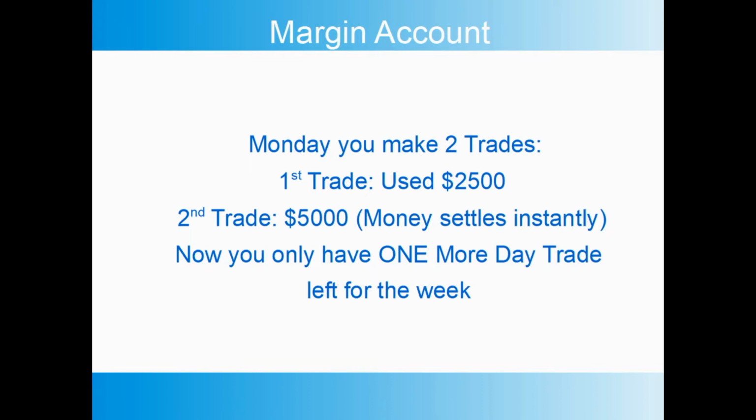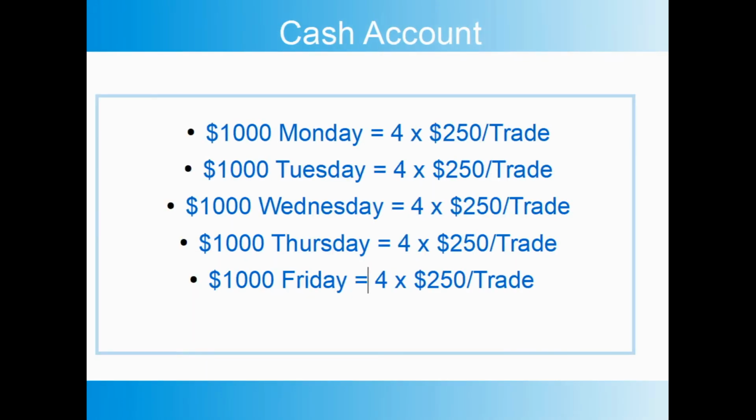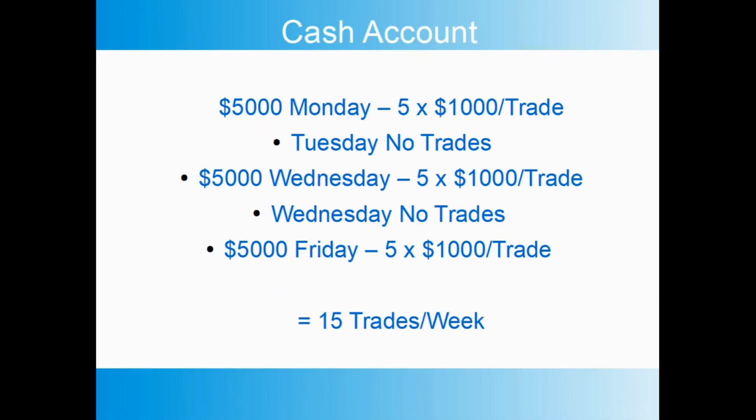So that's different with the cash account, where if you divided your money equally into each day, you could actually make unlimited day trades. Meaning, if you take that $1,000 that you allocated for each day, you could divide it into $250 and make 4 day trades with that $1,000 for that day. Or if you decided you wanted to use the $5,000 for the 3 days, Monday, Wednesday, Friday, you can essentially also divide the $5,000 into $1,000 per trade on Monday, $1,000 per trade on Wednesday, and $1,000 per trade on Friday, and that would essentially give you 15 day trades for the week.